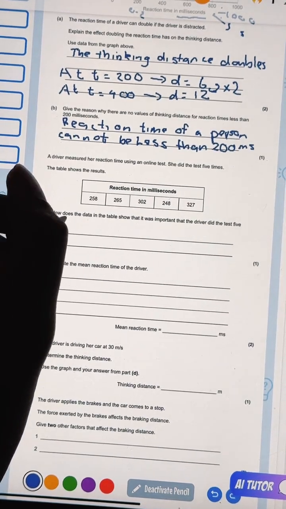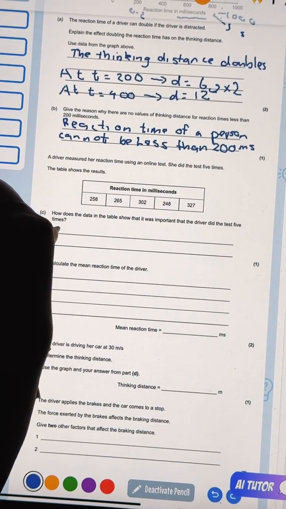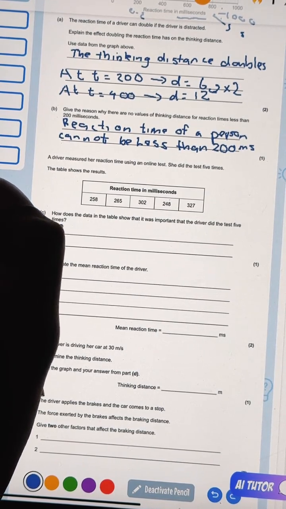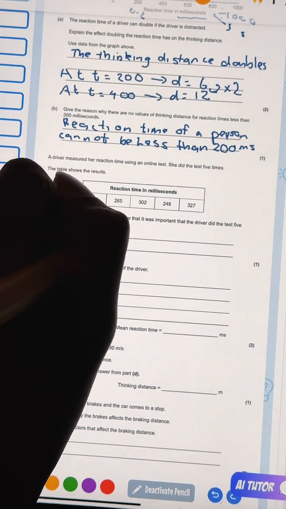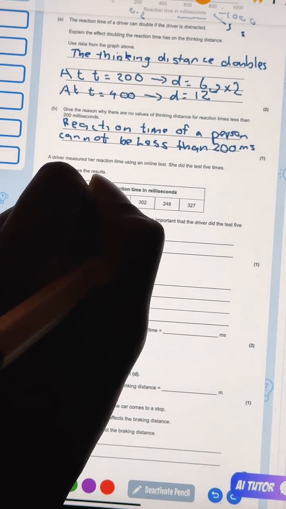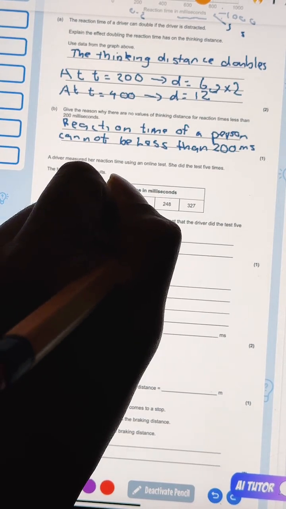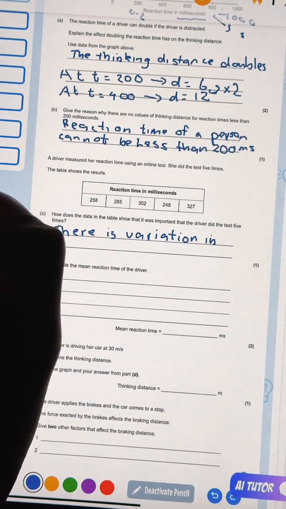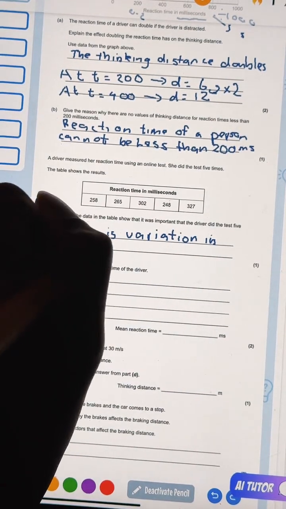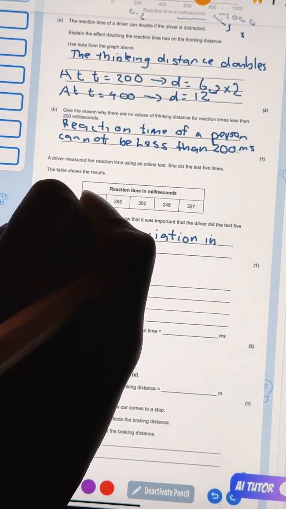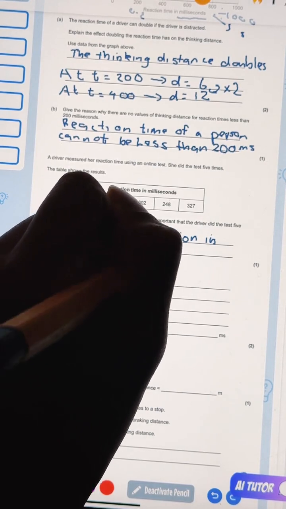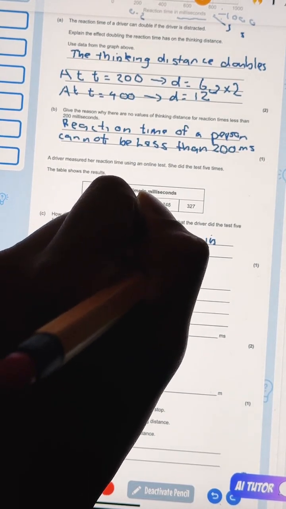So we'd say in this case that there is variation in the measurements.